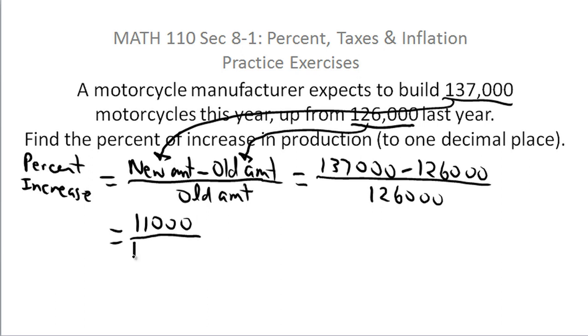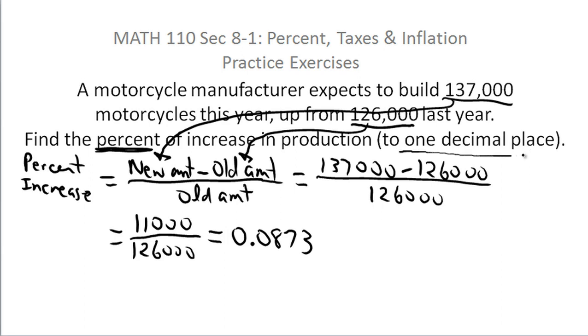And then you want to divide that by 126,000. And that comes out to be 0.0873. Now make sure you take enough decimal places so that when you change it to a percent, you'll be able to round it off to one decimal place. Remember, this is a decimal value here.